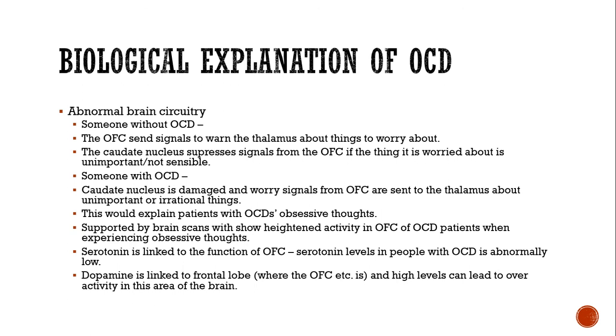And then we have the more complex brain circuitry. So someone without OCD, the orbitofrontal cortex sends warning signals to the thalamus about things to worry about. So if it's a normal person, someone without OCD, then the OFC would send signals to the thalamus that are things that are sensible to worry about. So you should probably worry about the exam that's coming up, you need to revise, you should probably worry about that big tiger that's going to eat you, you should probably run away from it, and so on.